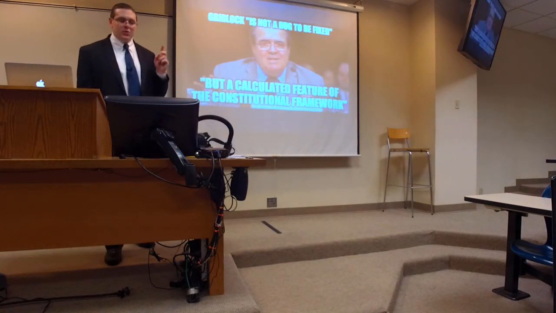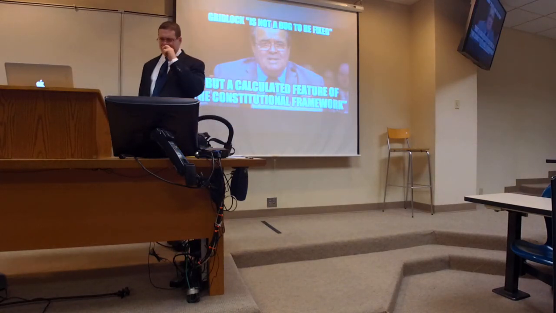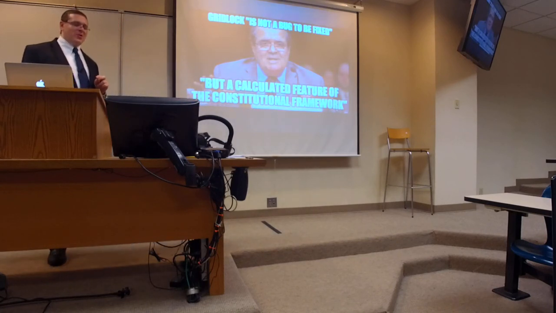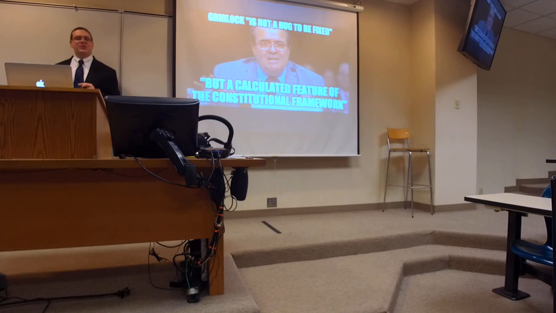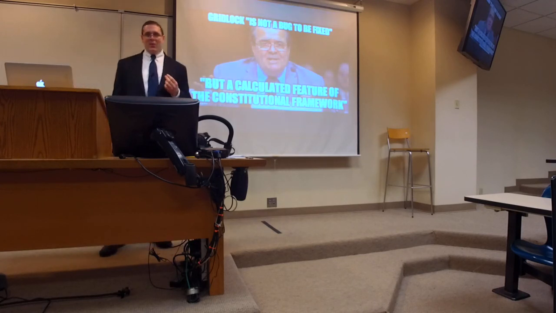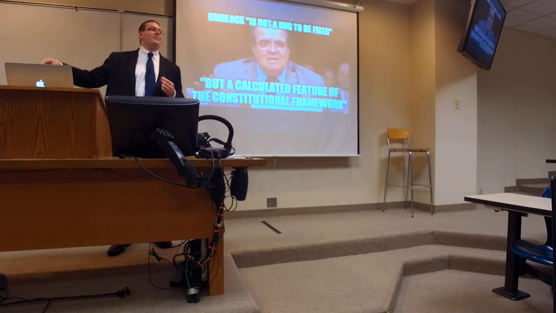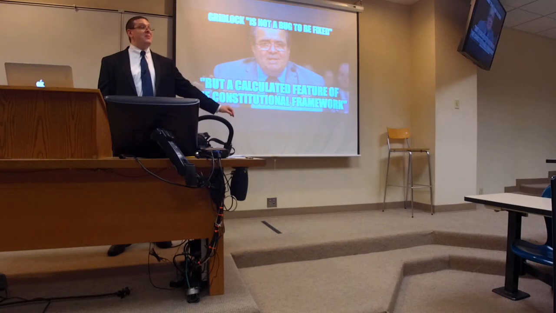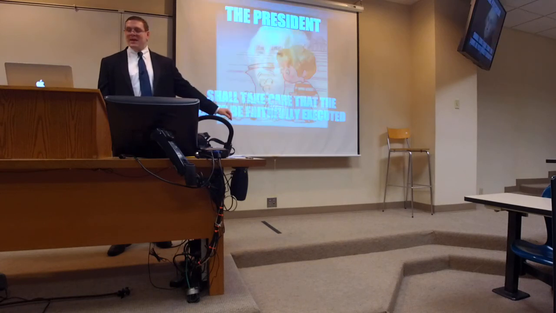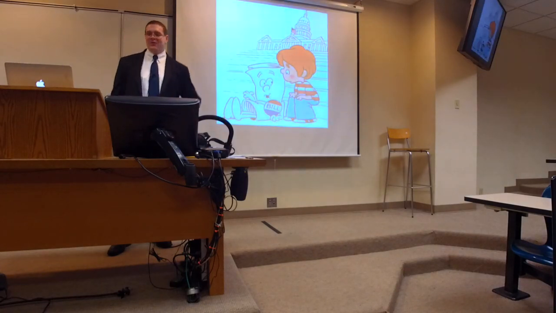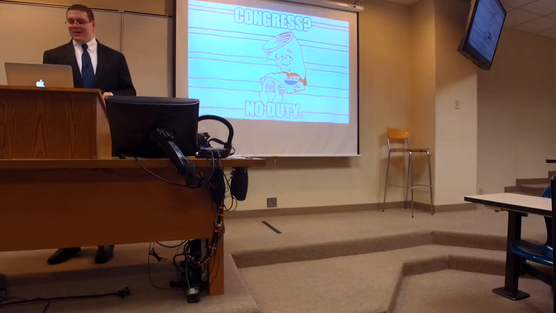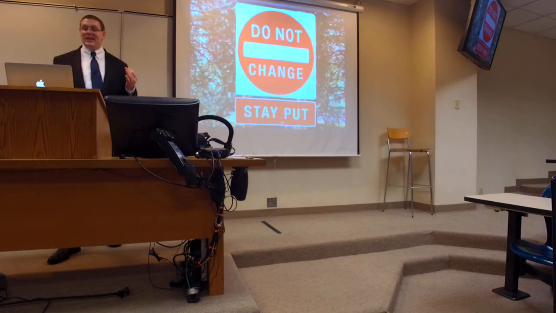And Scalia has this one quote in the opinion that I really like. He says gridlock is not a bug to be fixed, but he calls it a calculated feature of this constitutional framework. And what does that mean, right? That when the president wants to put someone on the board and the Senate says no, that means the guy's not put on the board, right? You maintain the status quo, right? Congress has no duty to vote. They have no duty to vote. In the absence of a vote, you basically maintain the status quo.